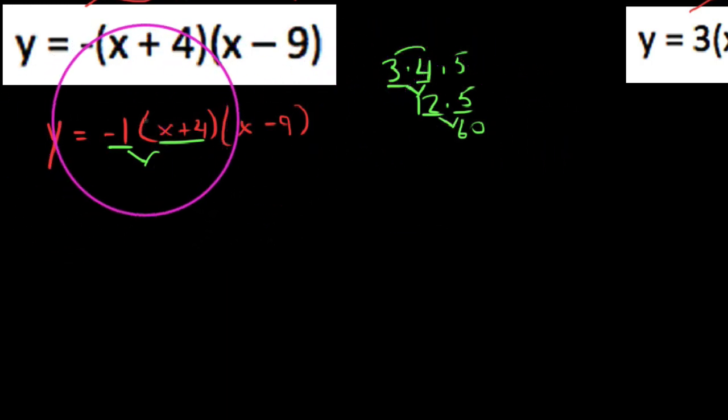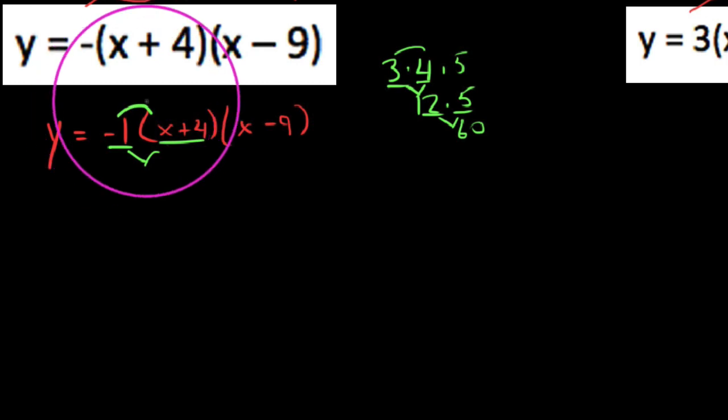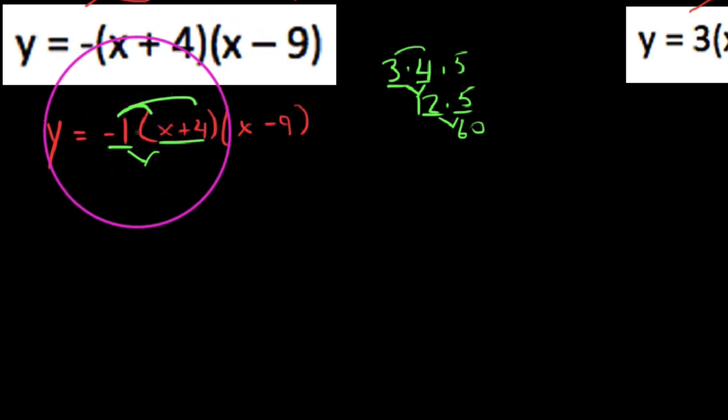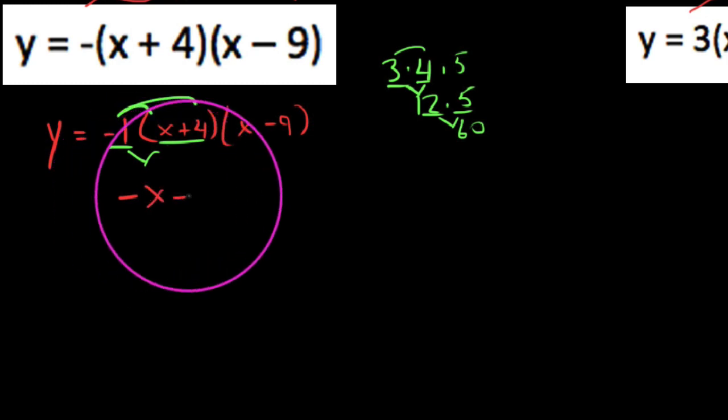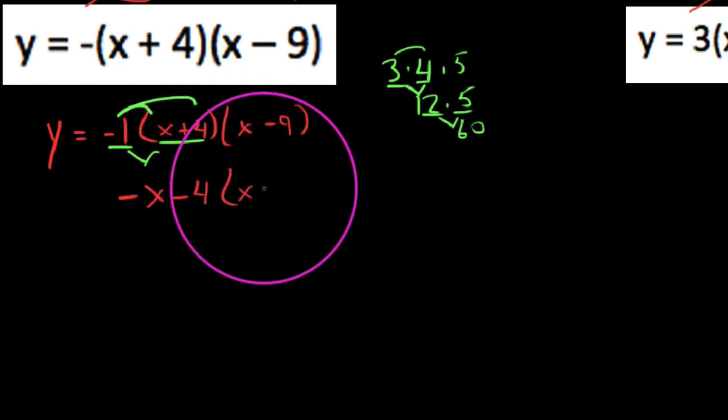So this means that our -1 here, we're going to rip it through this first set of parentheses. So when I take everything in the first set of parentheses times -1, you actually end up with this. -x minus 4, and we have our x minus 9.